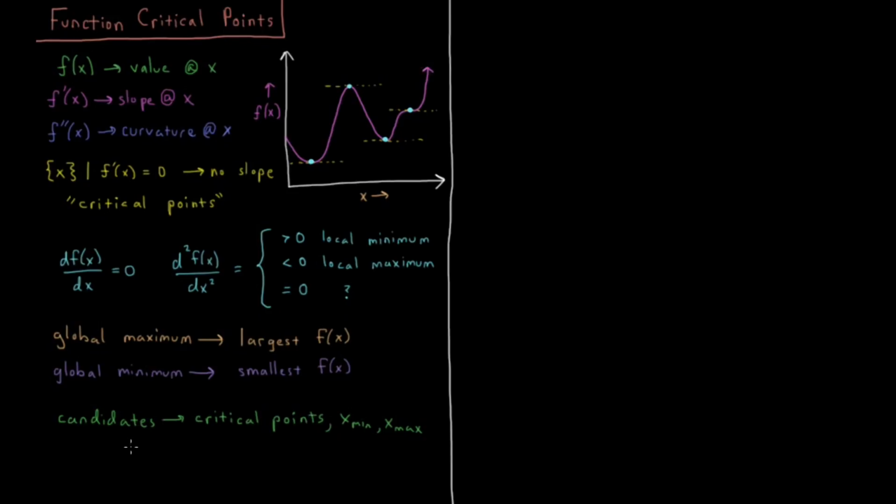Okay, so the critical points are what help us find the candidates. They find us the local minima and local maxima, and they find the candidates for all of our global maxima and global minima. So the candidates for global maxima and global minima are the critical points and then the lowest and largest values of x over our specified range.